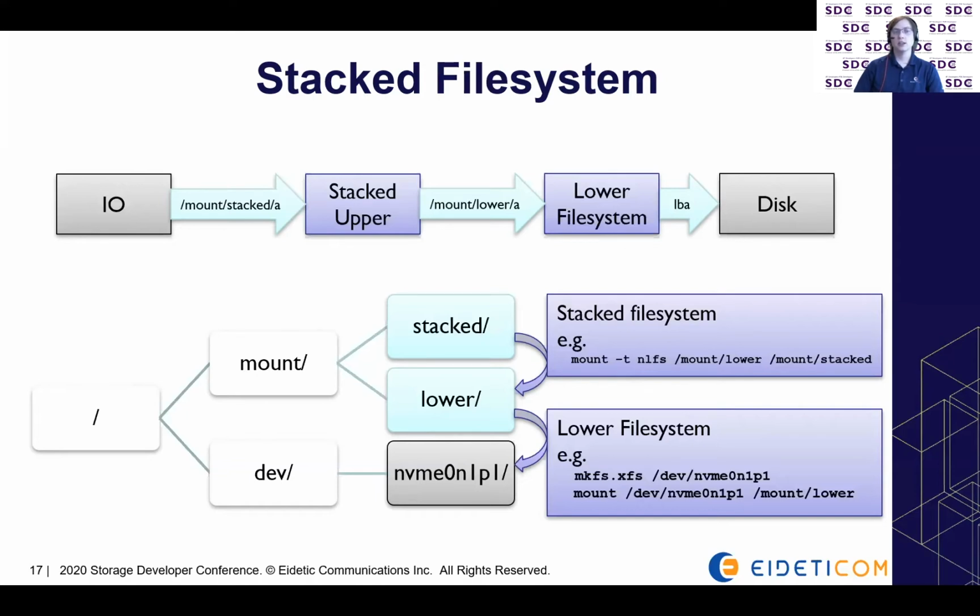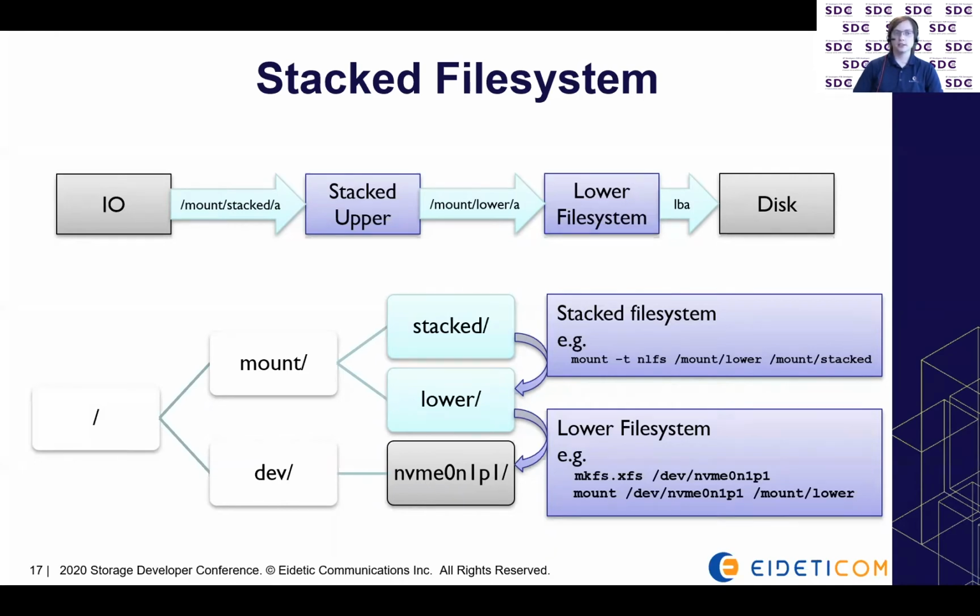In this example, we have an XFS formatted NVMe storage device, which is mounted to /mount lower, and then a higher level NoLoadFS stacked file system, which links mount stacked to lower. When a block of data is written to a file, in this case named A, in the upper file system, it is first processed, compressed, and then stored in a different format to mount lower on the lower file system.